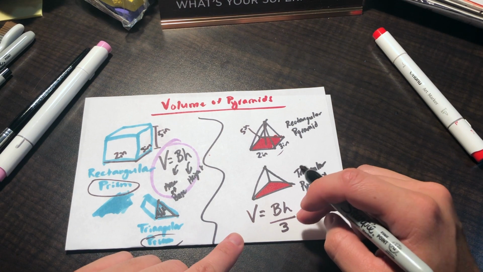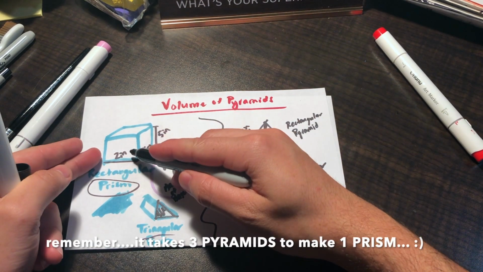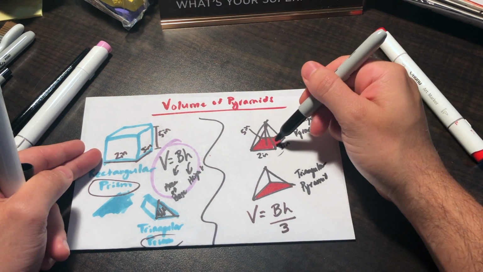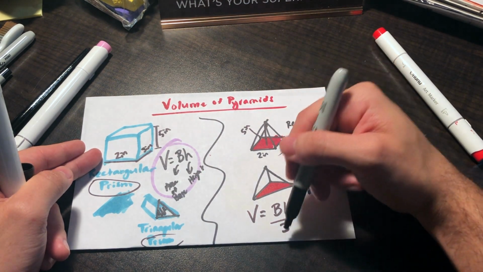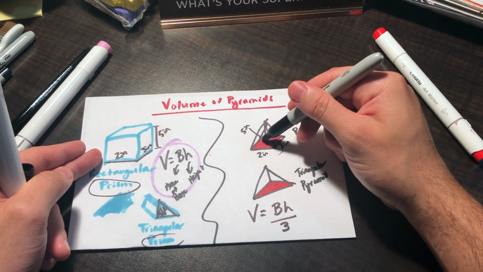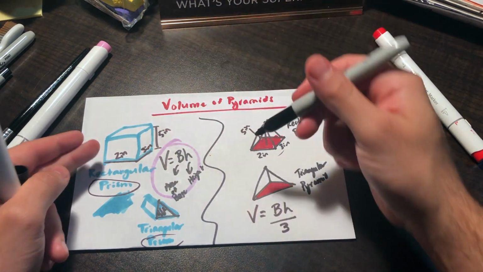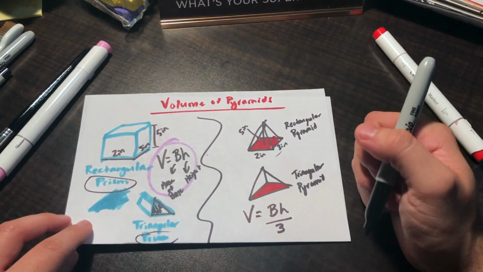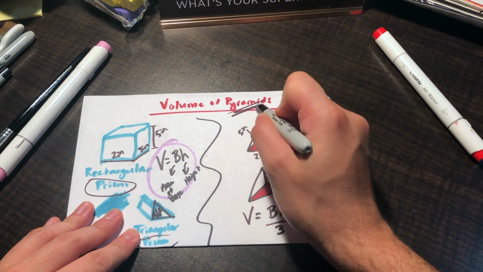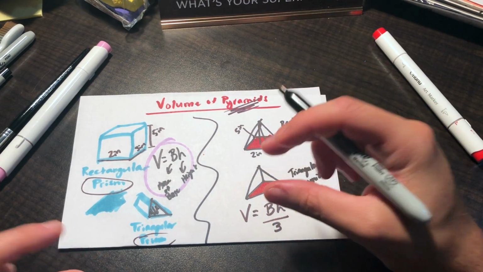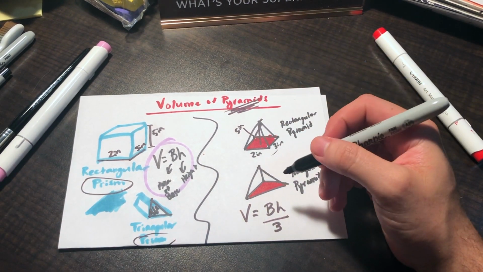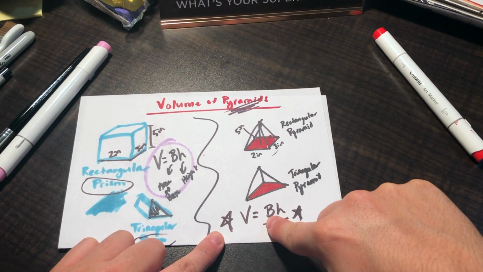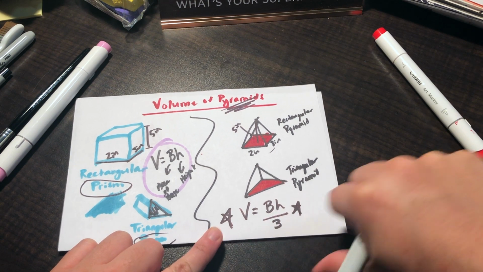Why divided by 3? Well, if you were to divide this into 3 equal parts, each part would get one of these. It takes 3, get it? 3 of these to fill this up. It takes 3 of these shapes to fill that up. So to find the volume of a pyramid, now you're going to have to use a new formula. And this is the one that I want you guys to stick with. Volume equals the area of the base times height divided by 3.